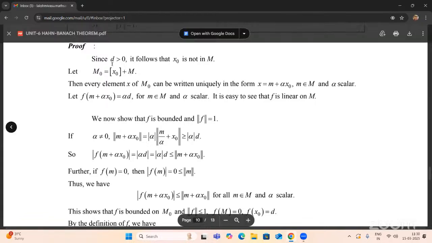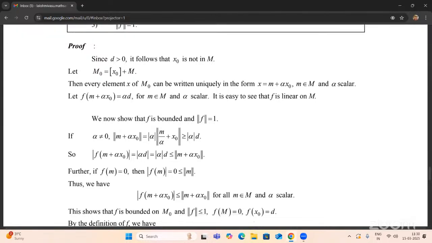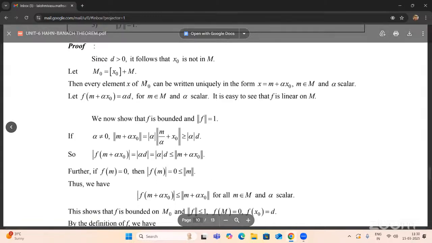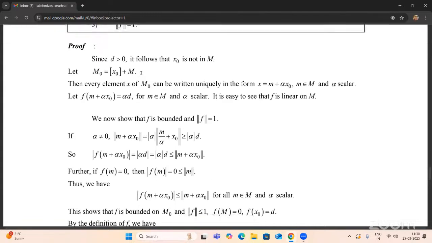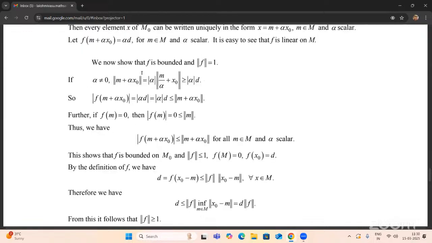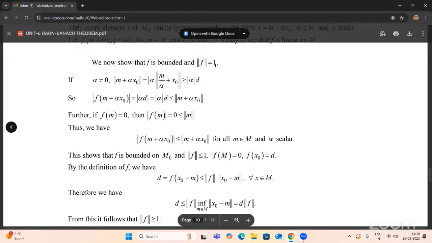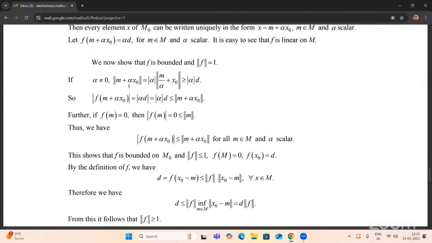Now you take an element of the set, that is, alpha x naught plus m, where small m belongs to capital M. Now you must write f of m plus alpha x naught equal to alpha into d, that is, alpha d. f is linear on M. If alpha is non-zero, the function is bounded and norm f equals 1, which is our desired part.